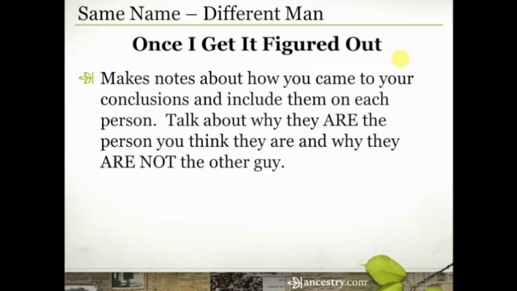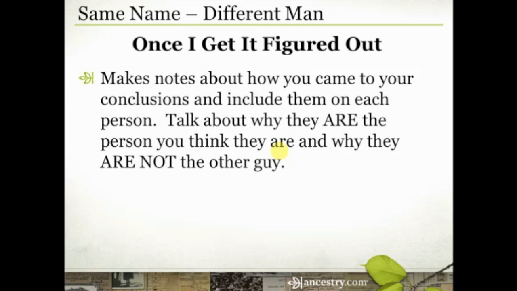So I would go into each one of those Daniel Joneses and I would write up notes about why I know this Daniel Jones is this Daniel Jones, why I know this is his wife, why I know these are his children, why I know this is where he lived. So talk about why they are the person you think they are. What makes them unique out of all of the other Daniel Joneses? And usually it's those relationships.